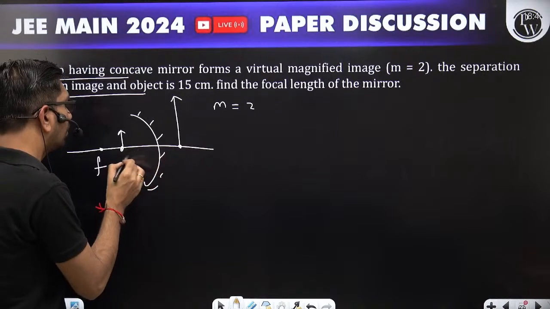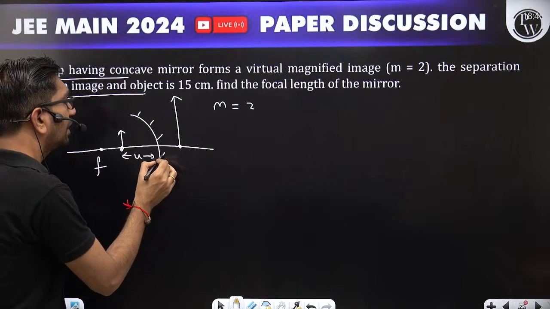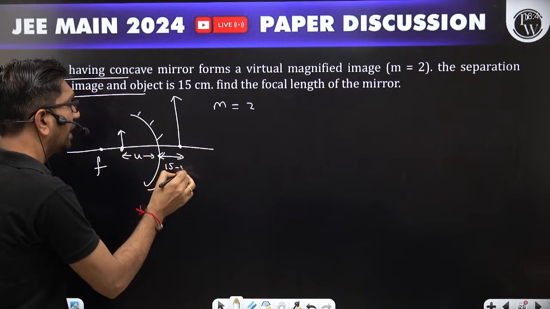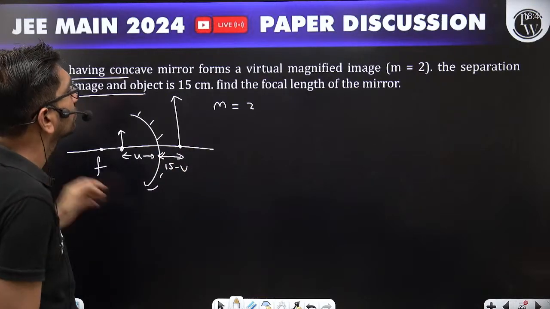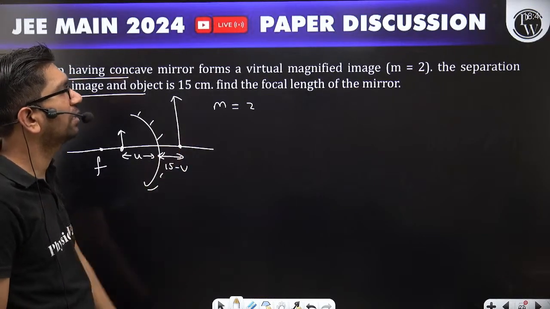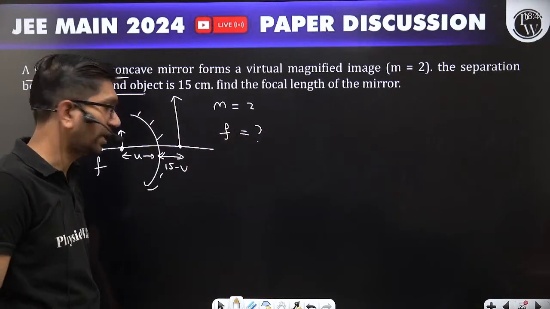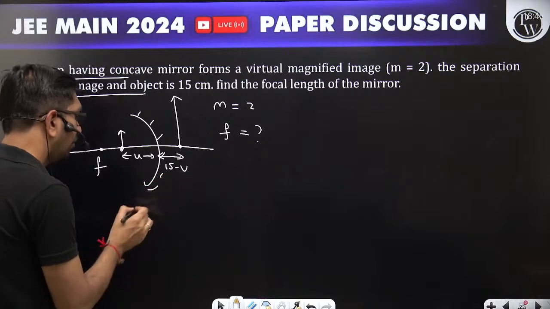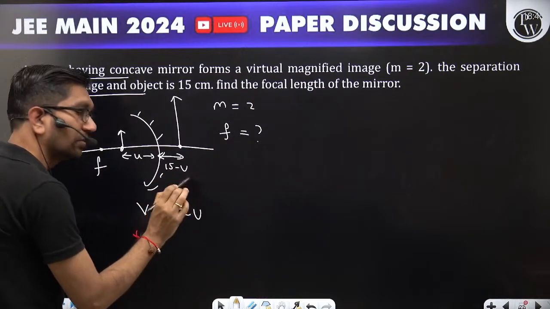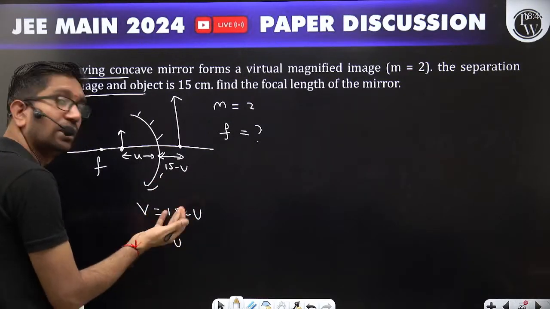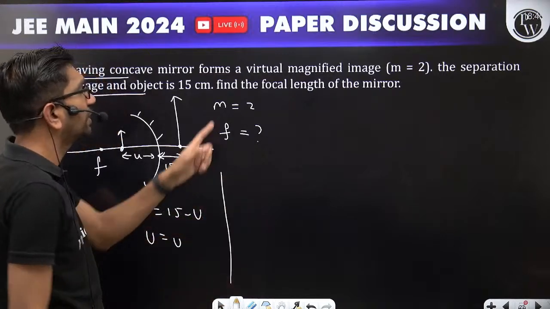As everyone knows, from here to here it is u. This becomes what? 15 minus u. Find the focal length of the mirror. So you have to find the f value. Now v value is 15 minus u, right? U value is u only. No problem. What is the given data?